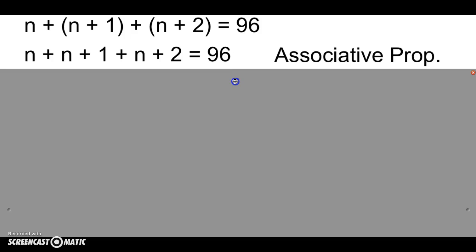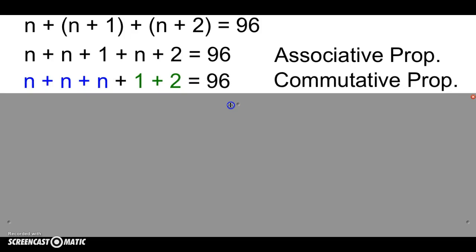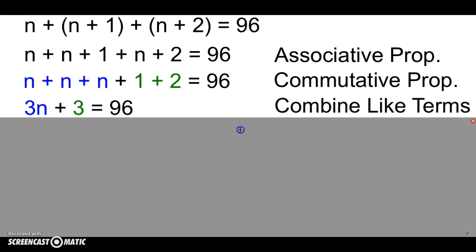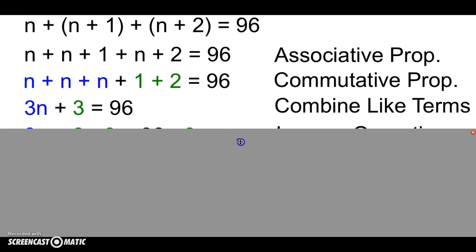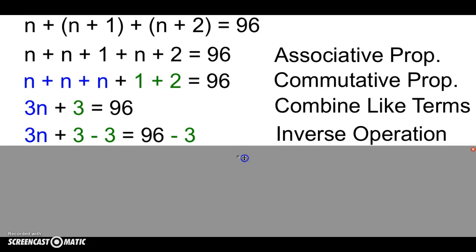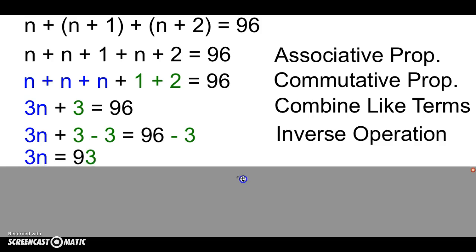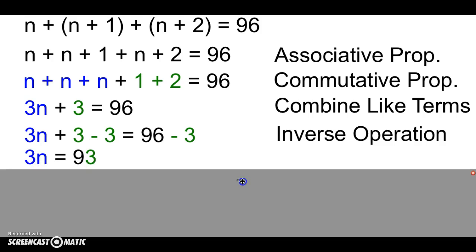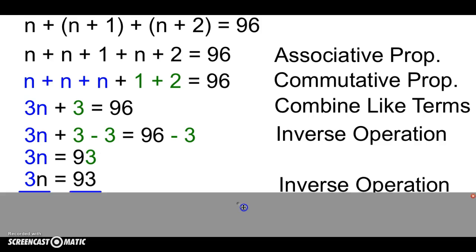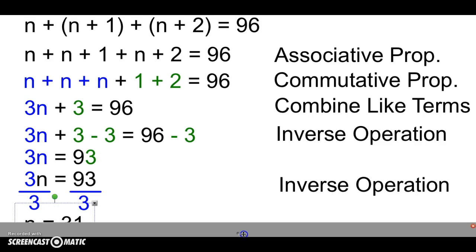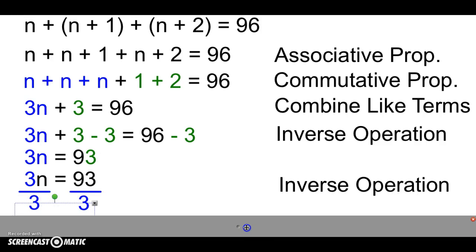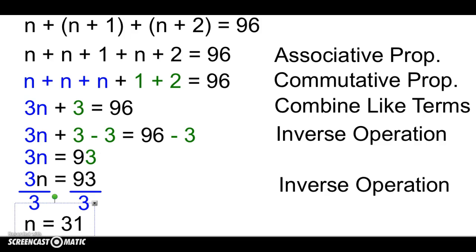We use the associative property to remove the parentheses, the commutative property to group our like terms, combine our like terms, perform the inverse operation to remove the 3. That gives us 3n equals 93. We use the inverse of multiplication, division, divide both sides by 3 to remove the 3, and that gives us our first solution, n equals 31.